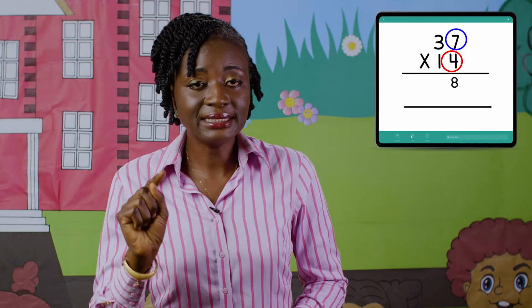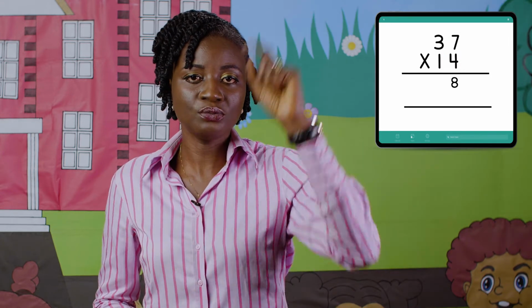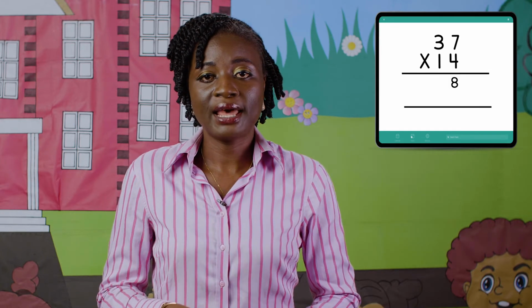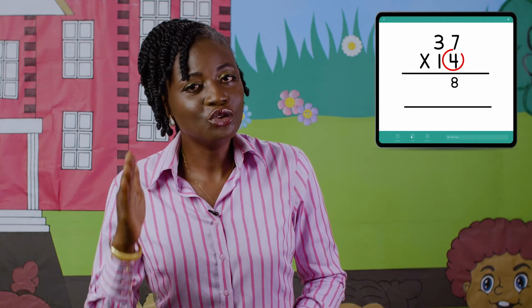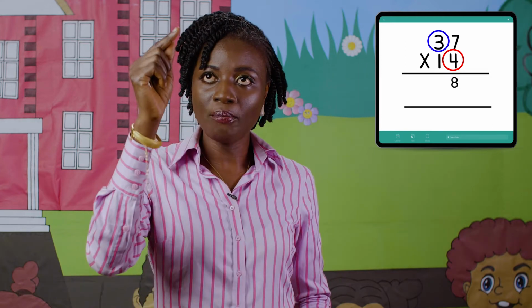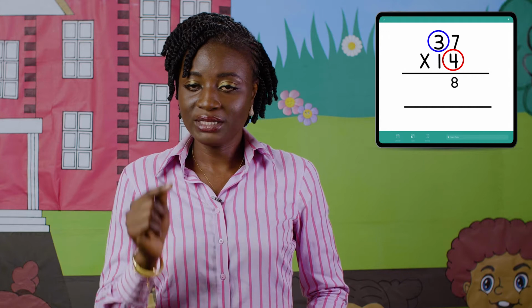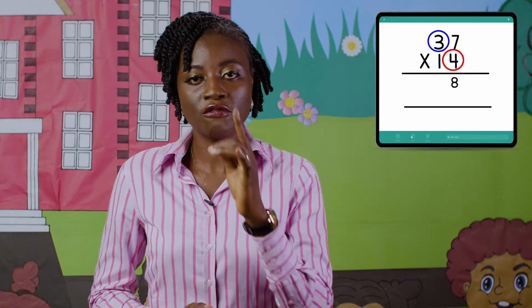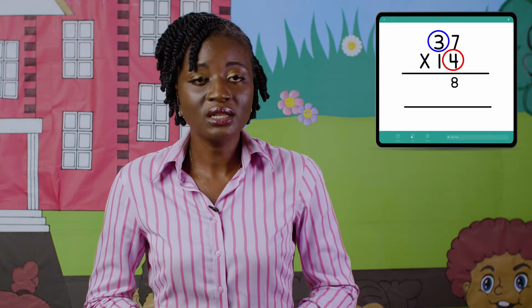I'll write my 8 down and carry my 2. Like I told you earlier, I will be multiplying my 4 in the unit place with my 3 in the tens place. So I have gone up and down before. I'm going down and up by the side next. So 4 times 3 is what? 12.